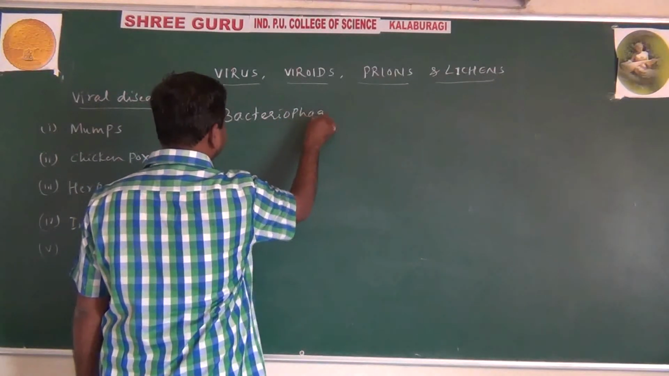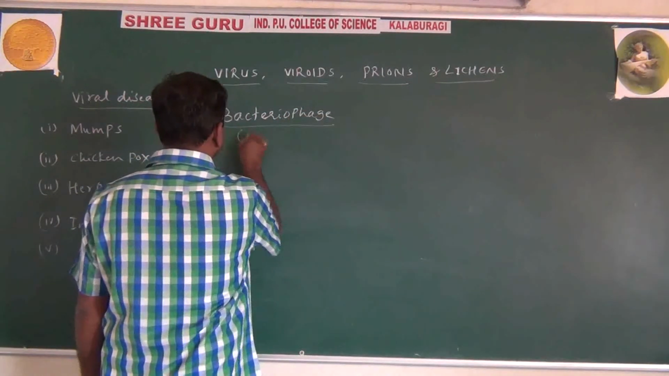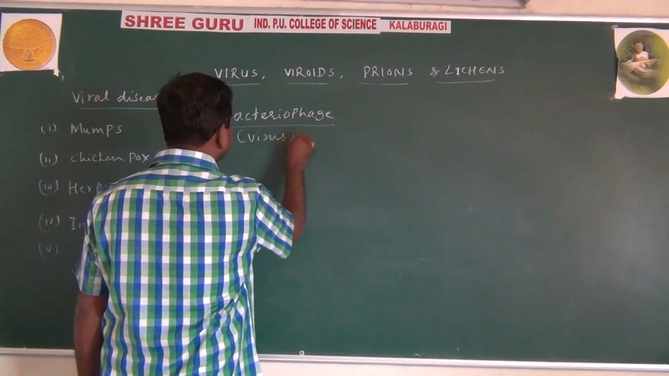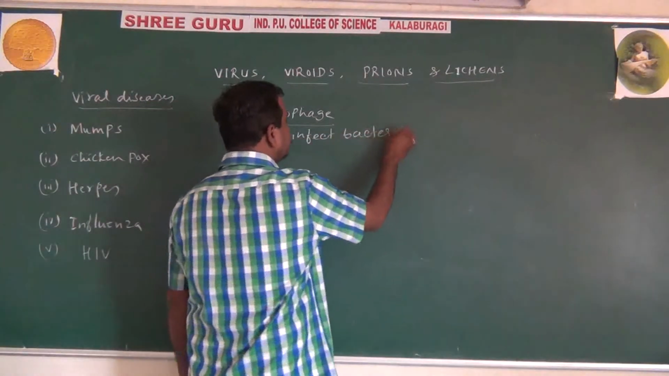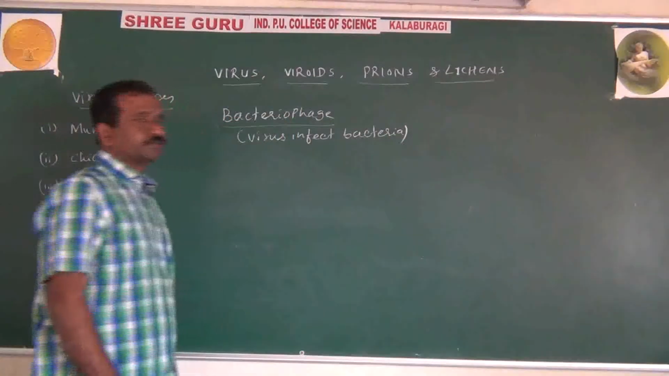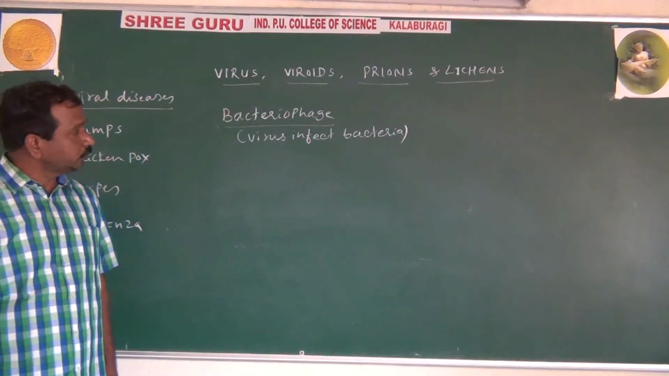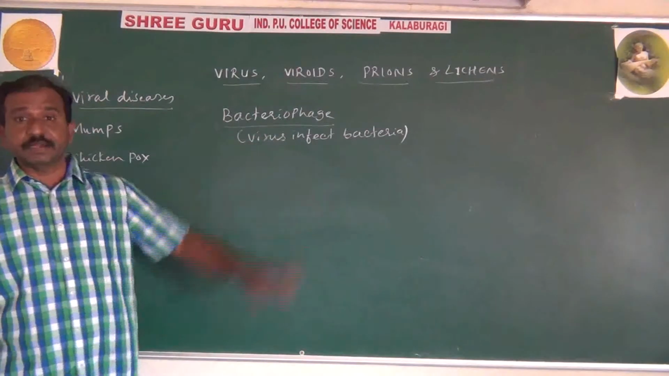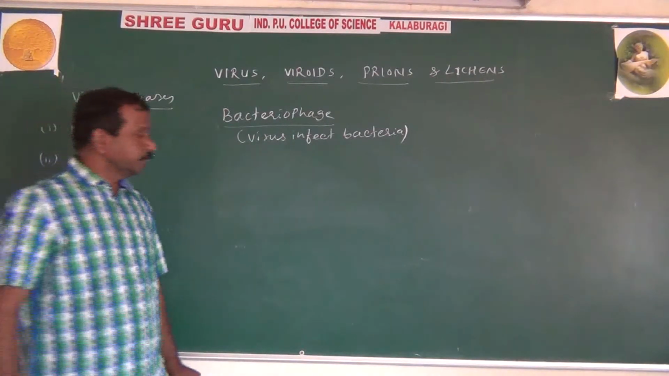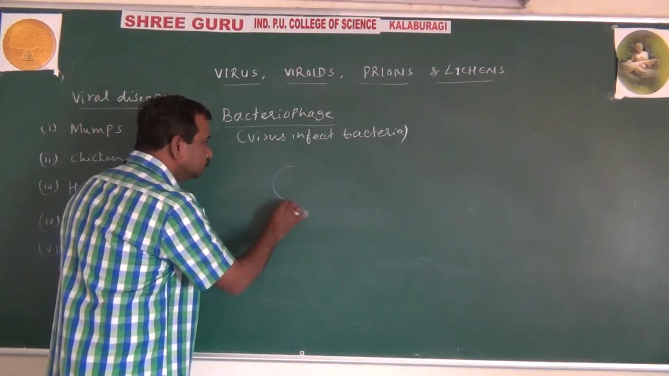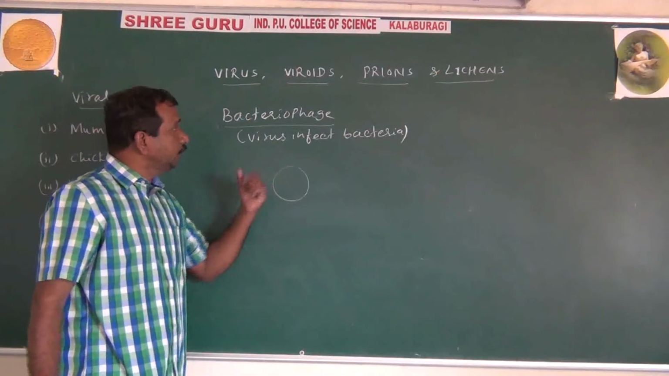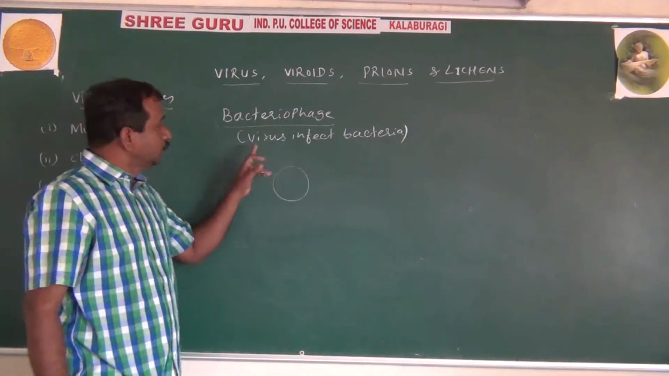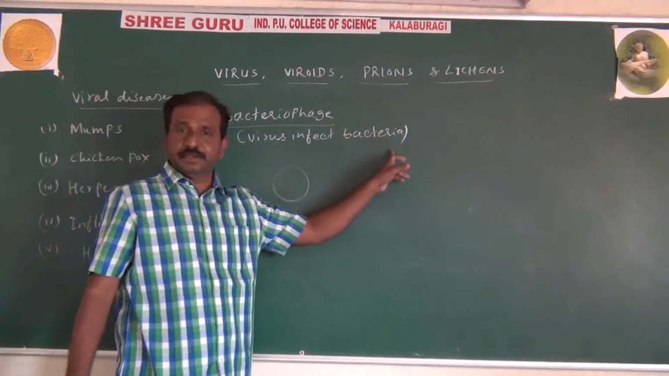Bacteriophage, that is, a virus that infects bacteria. A virus that infects bacteria is called a bacteriophage. You can see how the virus infects bacteria. Now here is a bacterial cell. This is a bacteria example. So what will happen here? Bacteriophage, I am telling you, is a virus that infects bacteria.